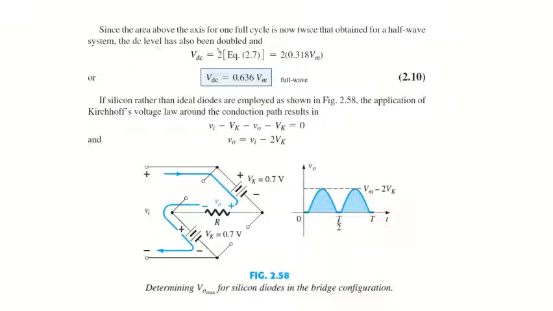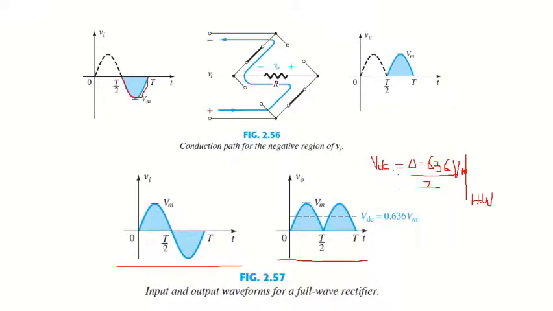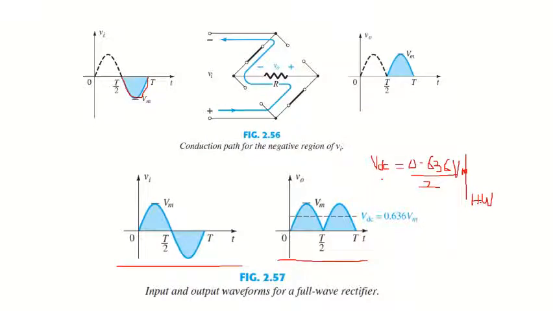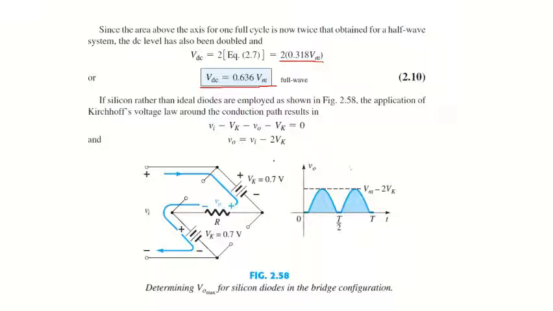Okay, since the area above the axis for one full cycle is twice that obtained for a half wave rectification system, the DC level is also doubled, same as what we have just discussed. VDC is equal to 2 into 0.318 Vm. This is equivalent to VDC equal to 0.636 Vm, or it will be the same as this: VDC is equal to 0.636 divided by 2, and I have divided this number by 2 because in half wave rectification this lobe is complete, but for the second half cycle we are getting the zero signal, so that's why it's divided by 2.